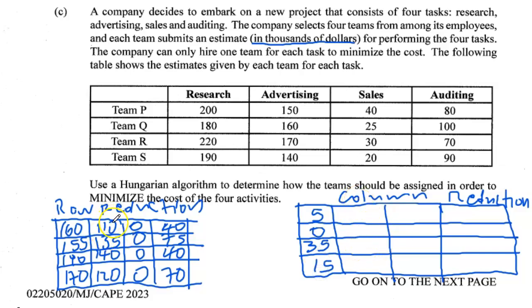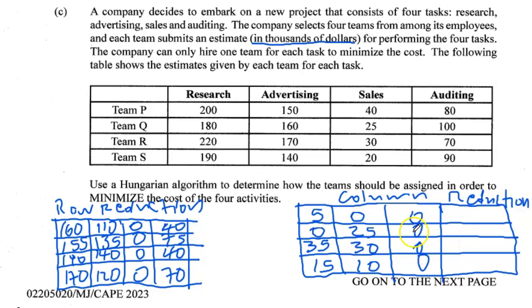Column 2, smallest value there is 110. So we're going to subtract 110 from every value in column 2. So 110 minus itself, that's 0. 135 minus 110, that's 25. And 140 minus 110, that's 30. And 120 minus 110, that's 10. Now to the third column, smallest value is 0. Subtract 0 from 0. We're left with 0 in all cases.